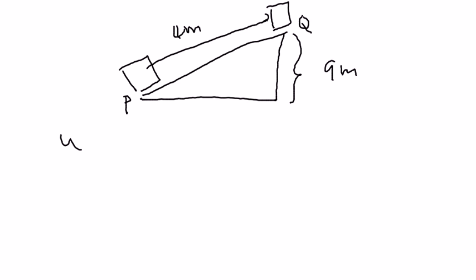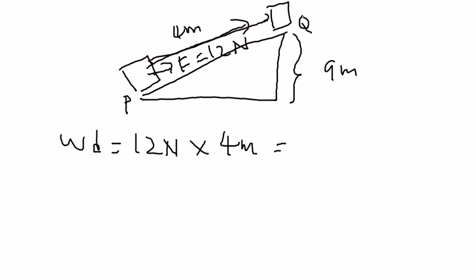So work done is the force applied, and it is given to you, the force is 12 Newton. You take 12 Newton times the distance moved in the direction of the force, which is 4 meter, in this direction. So you get work done 48 joules. Then the next question asks you to calculate the potential energy, referring to the GPE gained.